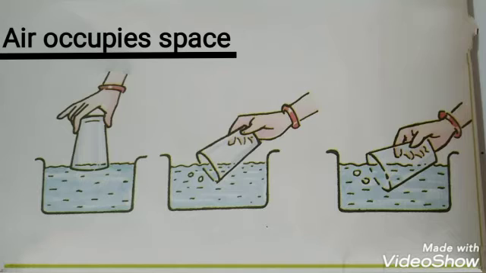Air occupies space. Try and push an empty glass into water. You cannot do it because the space in the glass is actually full of air. Now tilt the glass and let the air escape like air bubbles. Now water can enter the glass as the escaped air has created space for it. This shows air occupies space.